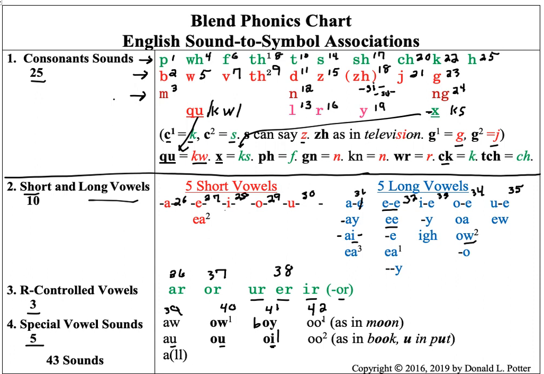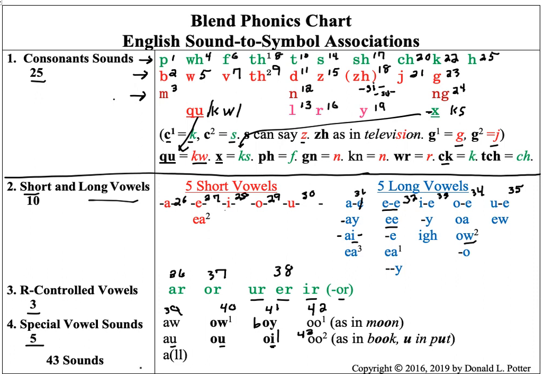Sound 42 is oo as in moon. That's the long sound. Oo as in moon. And sound 43 is oo as in book and the word put. A few other words. Oo of put.